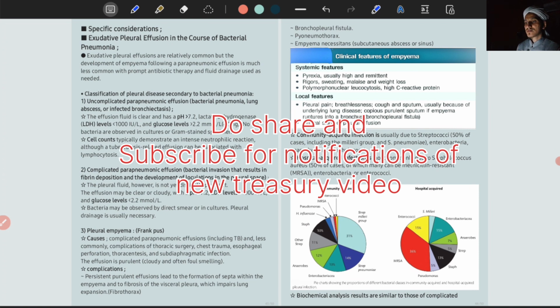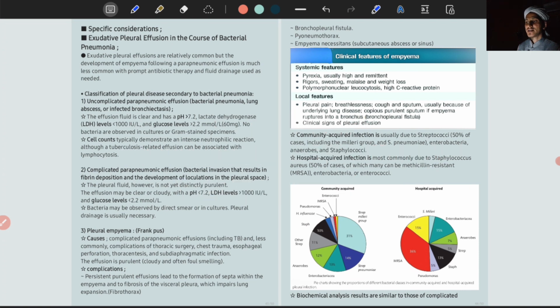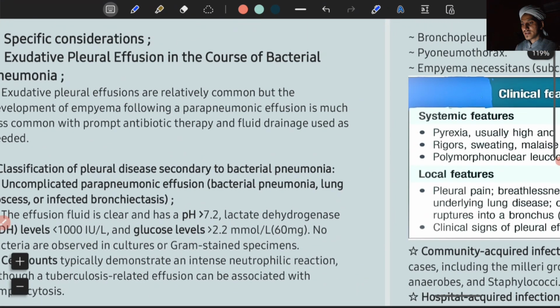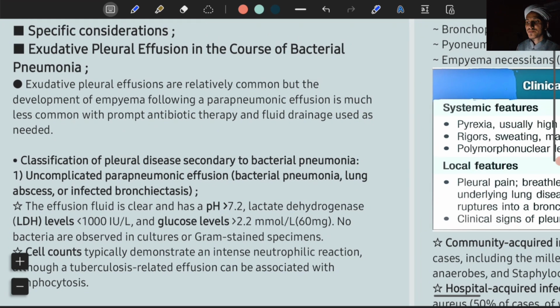Welcome back guys to the channel of a summary of standard medical textbook, that is nothing but standard medical notes. So now today we will learn about the specific common causes which contribute to pleural effusion and their course as well as their treatment. So let us begin. So number one, first we will begin with exudative pleural effusion.